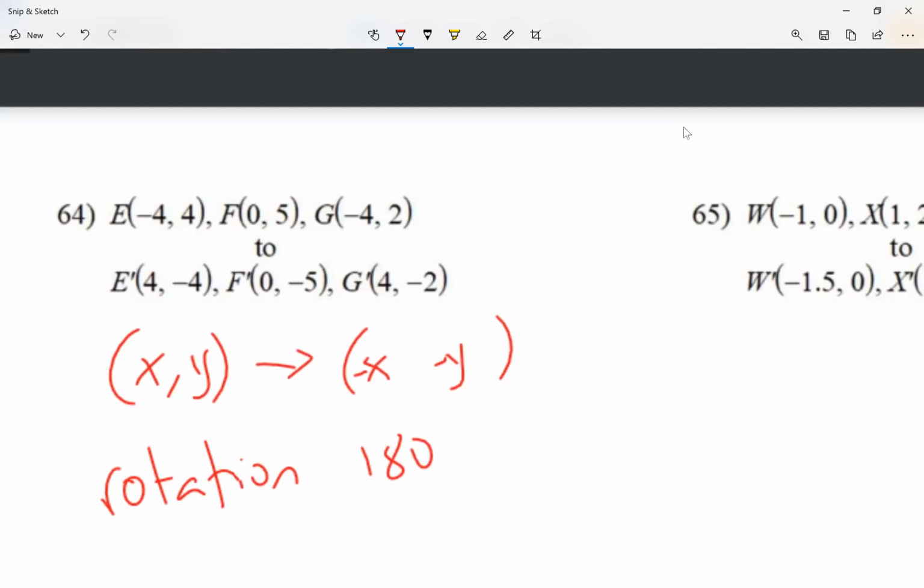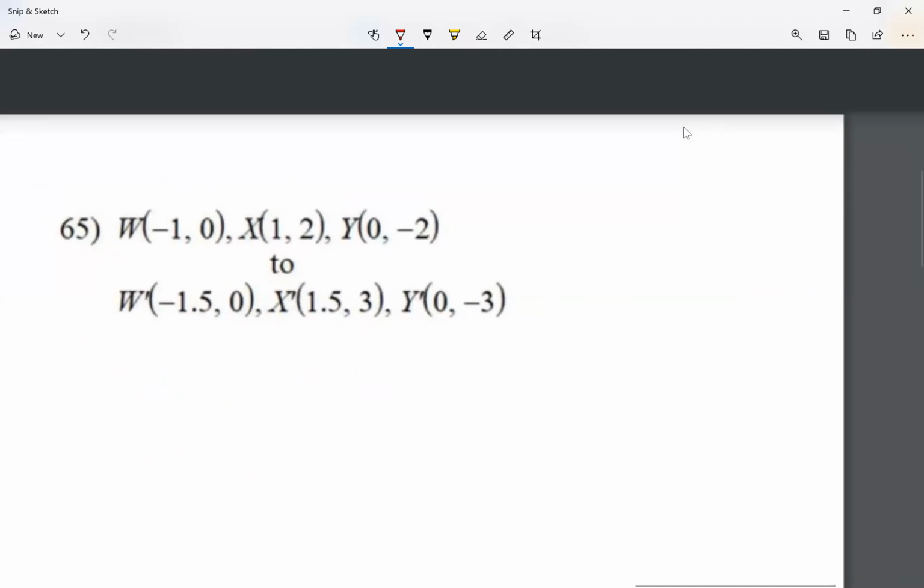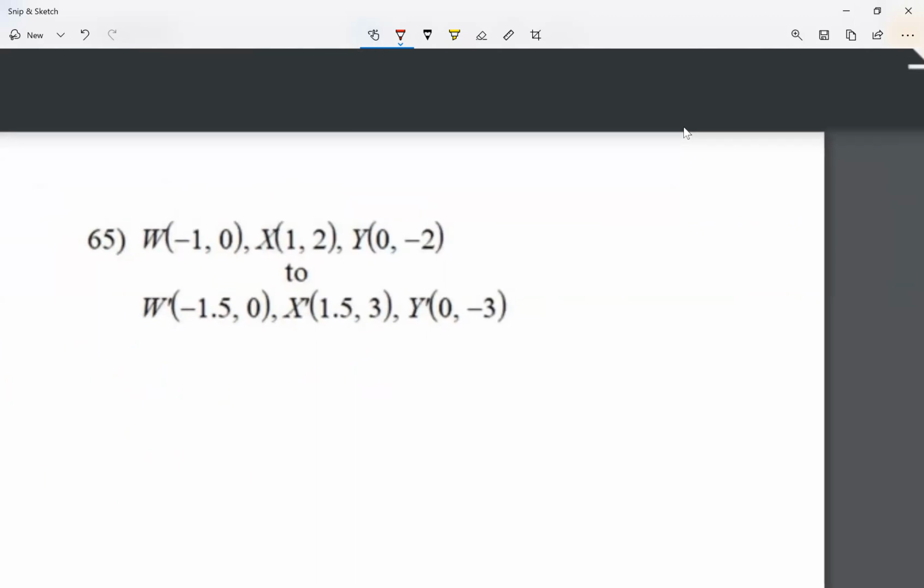Cool. Let's take a look at question number 65. I'm going to say W is not a good point to follow because there's a 0 in it. Y is not a good point to follow also because there's a 0 in it. Now, X had a 1 and a 2, and then X prime has totally different values. So because my numbers change, I know it's not reflection or rotation. It's either translation or dilation.